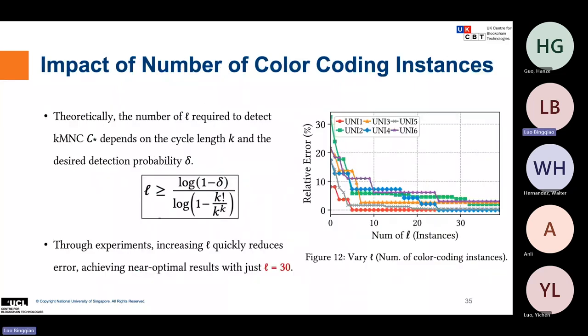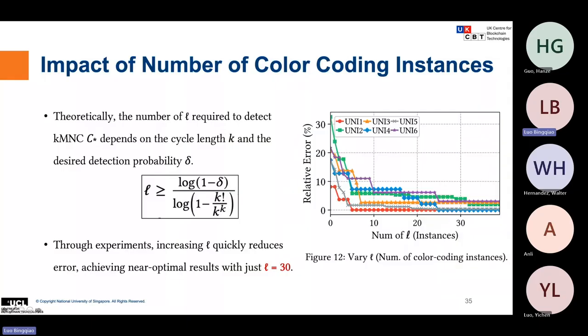And another important parameter that can influence the effectiveness is the number of instances L. As we have shown before, the probability guarantee is determined by K and L. Theoretically, the number of L required to detect the K-hop most negative cycle depends on how long the cycle is and on the designed detection probability.